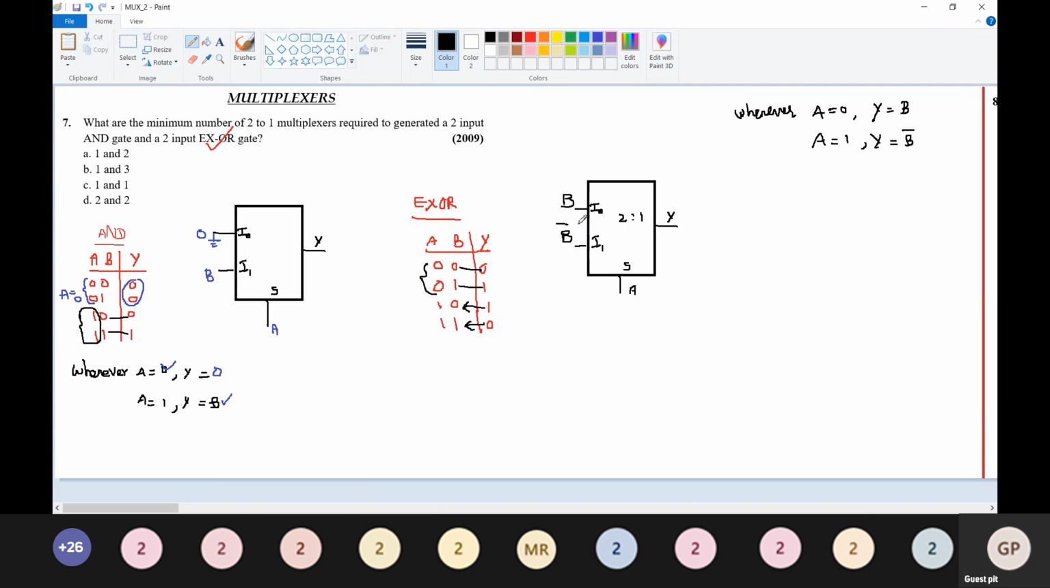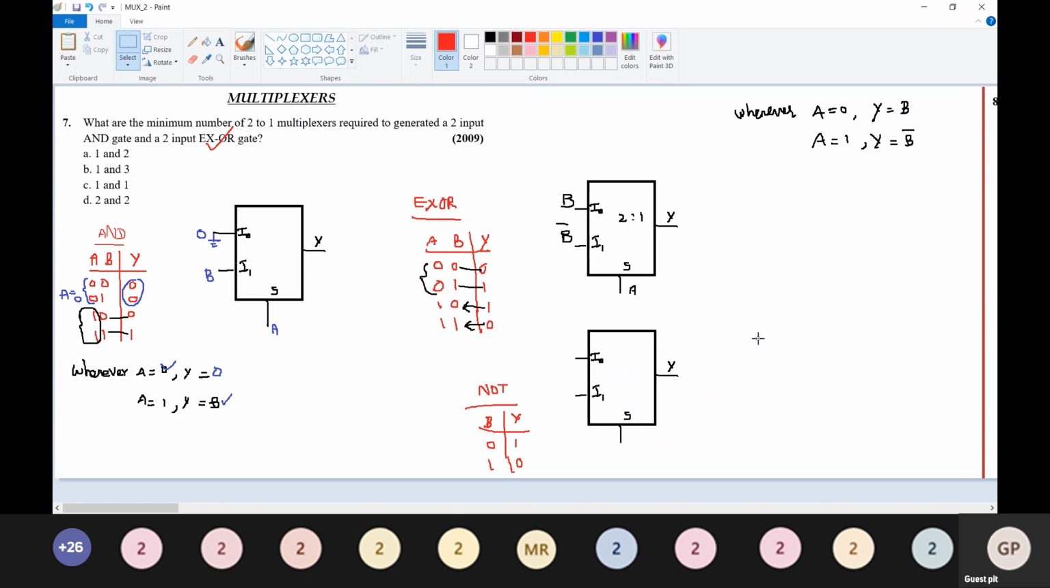Okay, so this is your 2:1 mux implementation, but you don't have the variable B dash. So in order to implement B dash, you need a NOT gate for that. For the NOT gate, 0 means 1, 1 means 0.